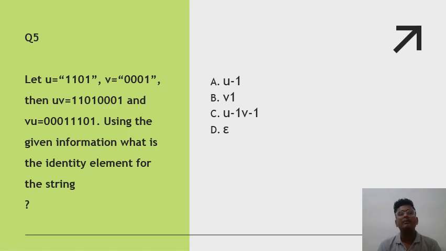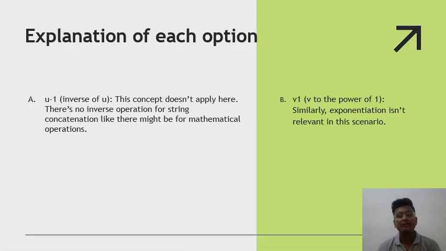So question 5 of the multiple choice questions: we have given two strings, U is 1101 and V is 0001. Then UV is 11010001 and VU is 00011101. Using the given information, which is the identity element for the string? So we need to find the identity element from these options. The first option is u minus a, the inverse of u. This concept doesn't apply here. There is no inverse operation for string concatenation like there might be for mathematical operations.